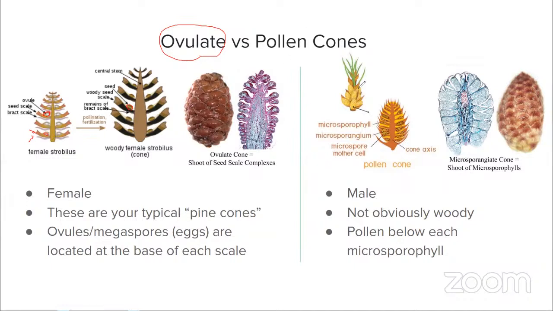On the other side, we have our pollen cones. Our pollen cones are made up of microsporophylls with our pollen, which is just microspores, microspore mother cells that are then going to disperse out into the world and pollinate our ovules on the female cone. These are going to, in general, look kind of fleshier. They might be smaller. They'll look different. They're not going to be our typical woody pine cone.